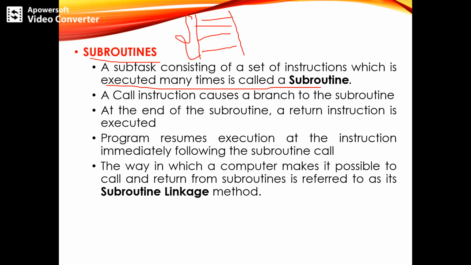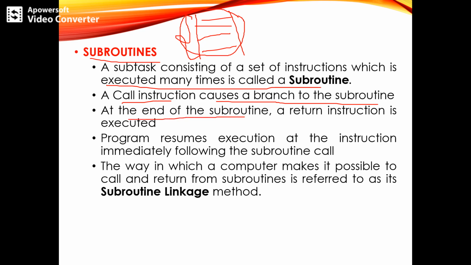So instead of executing them repeatedly within the main program, we can keep these 4 instructions separately from the main program. Whenever the result of these 4 instructions is required, the main program can make a call to the subroutine. Here we can make use of 2 instructions, the call instruction and the return instruction. A call instruction causes a branch to the subroutine. So whenever the main program calls the subroutine, a call instruction causes a branch to the subroutine.